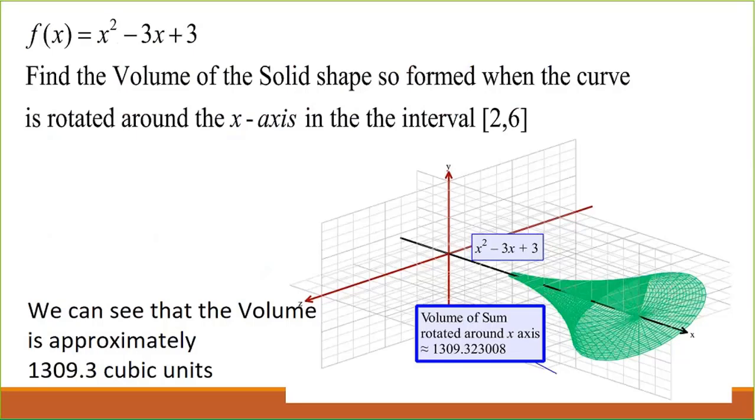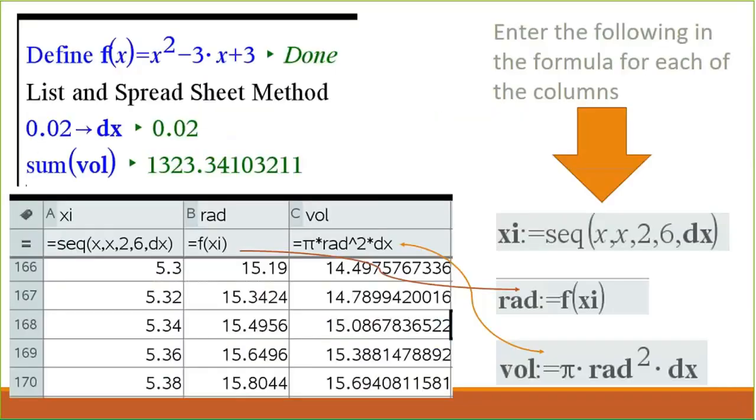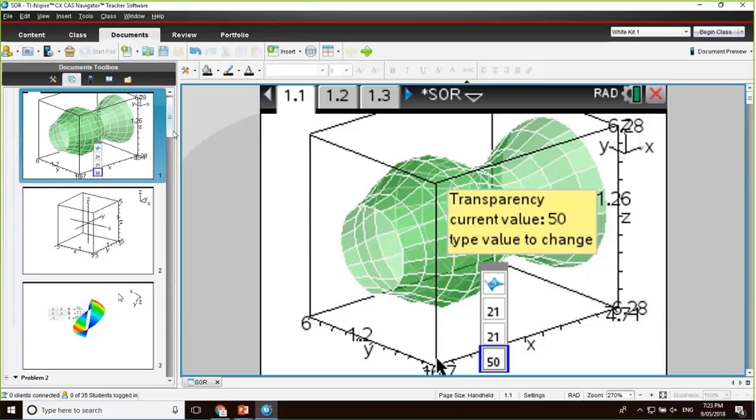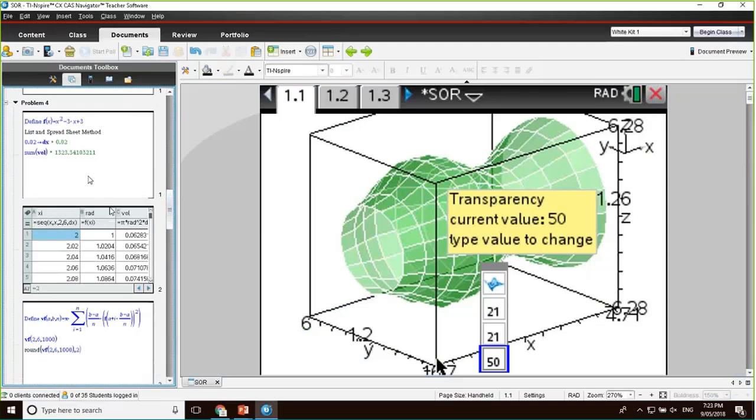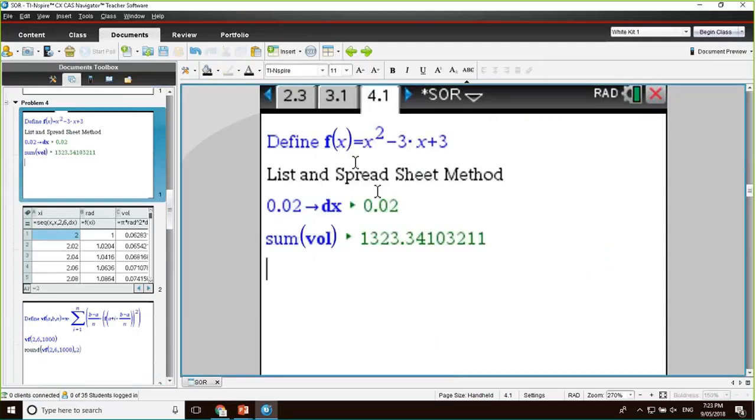Now I'm going to actually use the list and spreadsheet method first. So I've defined the function here, and you can use a notes page. I prefer using a notes page. So I've defined the function here, and I've actually created a list and spreadsheet page, and I've assigned a value to dx. At the moment it's 0.02. So let's go to the actual calculator, and I'll show what's going on there. So that's where we are. I've defined the function. We go to the list and spreadsheet page, which is there.